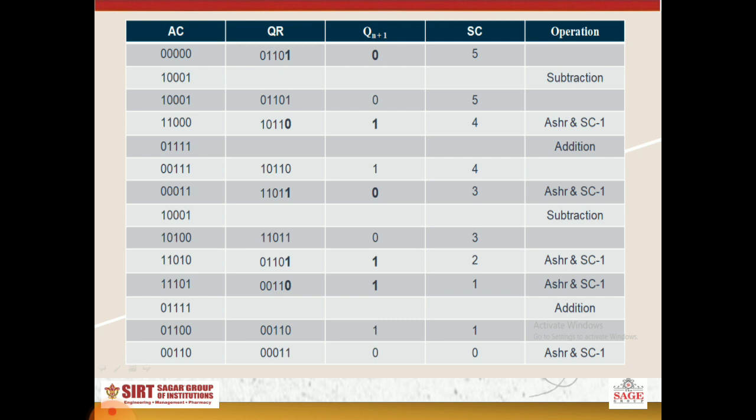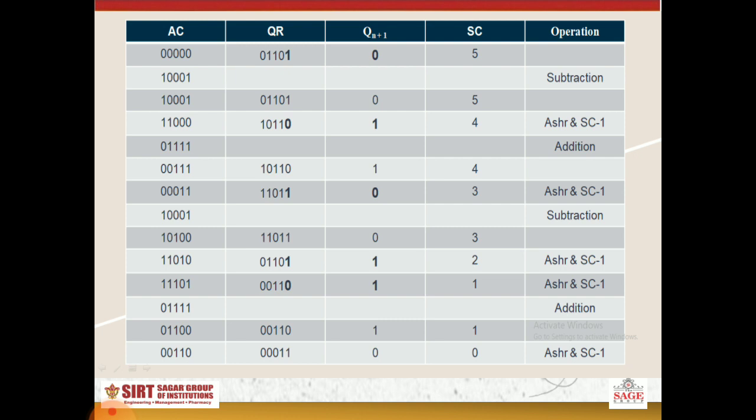Now shift the value by performing the arithmetic shift right operation and decrement the value of SC by 1. So the SC value is 4, and after shifting the values of AC and QR, the value is 1, 1, 0, 0, 0 1, 1, 0, 1, 1, 1, 1. Okay. Now again check the value of SC. If SC is 0, then the algorithm ends, but here we have an SC value of 4.